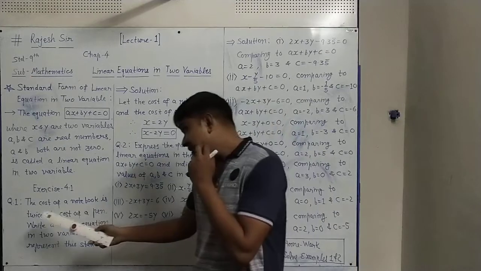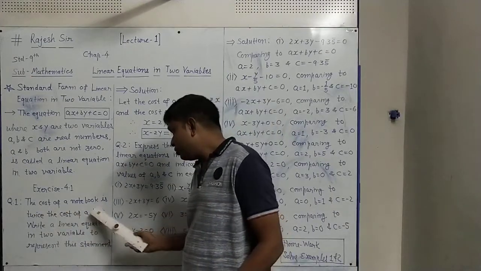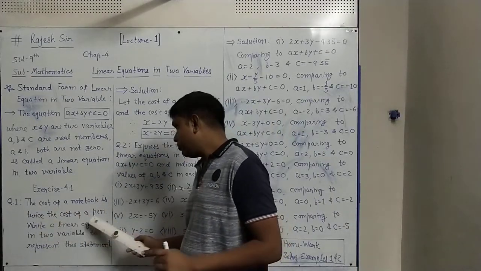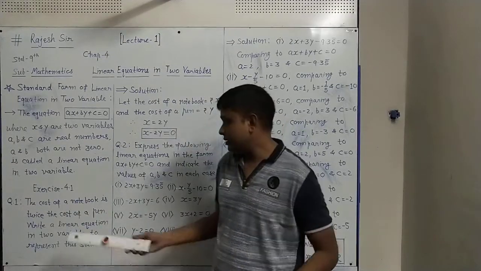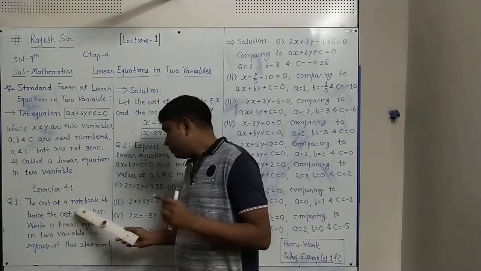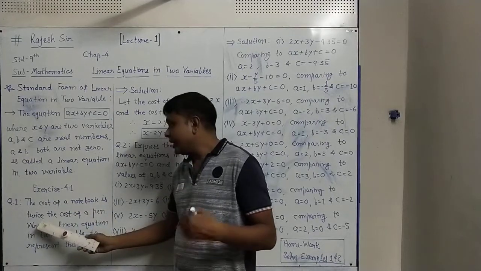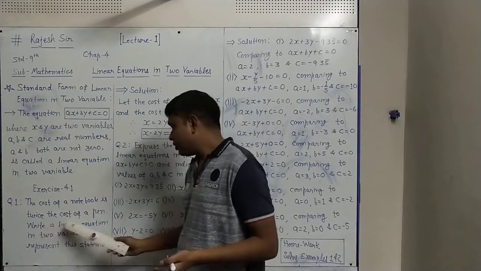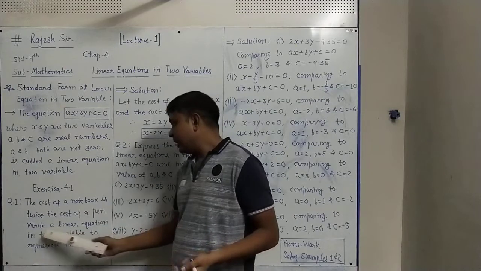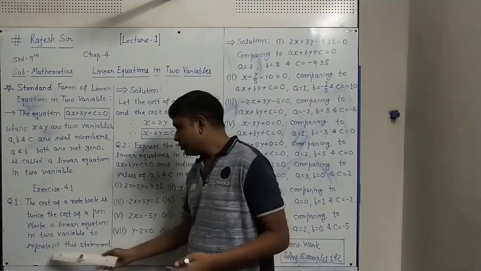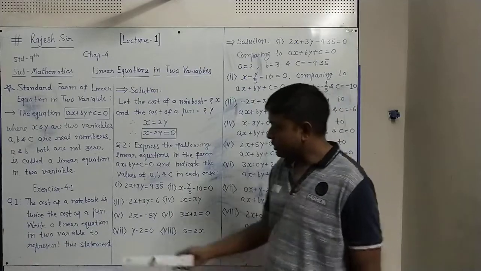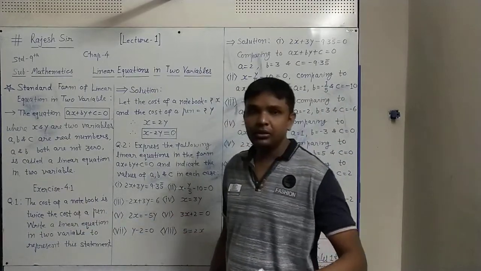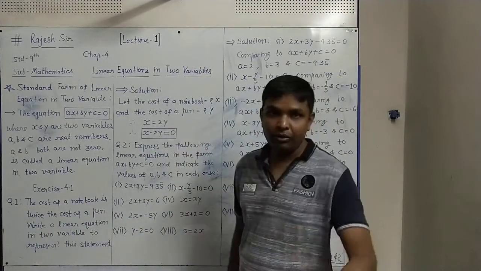Exercise 4.1, question number 1 is: the cost of a notebook is twice, 2 times, the cost of a pen. Write a linear equation in two variables to represent this situation or this statement. We have to represent this statement in linear equation in two variables form.